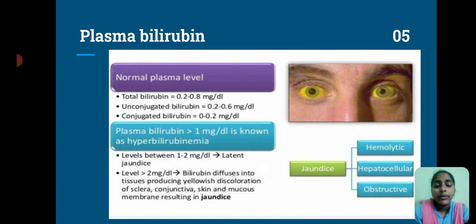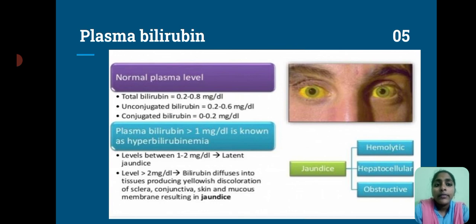Next, plasma bilirubin. Plasma bilirubin refers to the levels of bilirubin in plasma. The normal plasma levels are: total bilirubin is 0.2 to 0.8 mg per dL. The unconjugated bilirubin is 0.2 to 0.6 mg per dL. The conjugated bilirubin is 0 to 0.2 mg per dL. If plasma bilirubin is greater than 1 mg per dL, then it is known as hyperbilirubinemia.